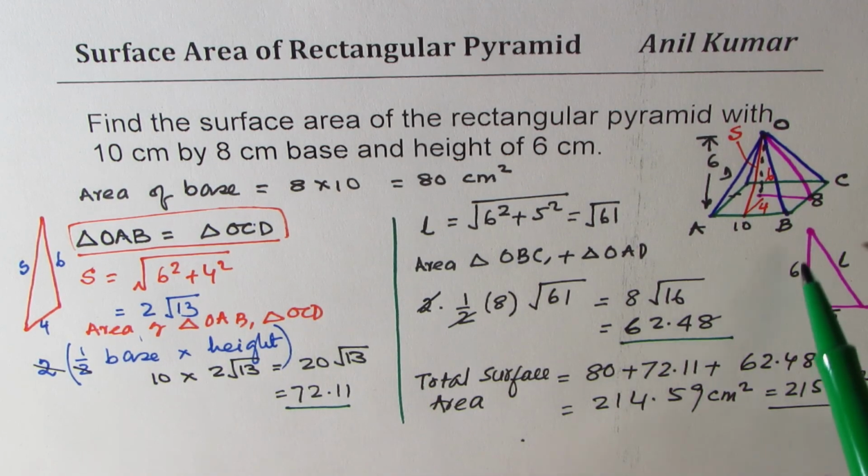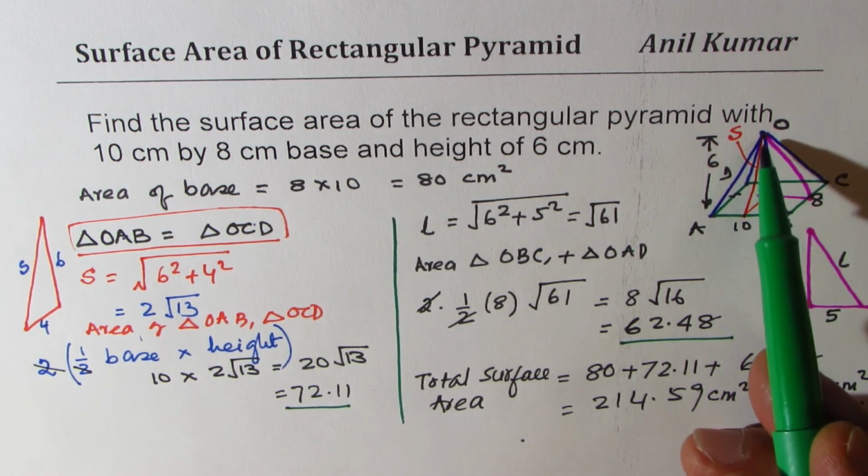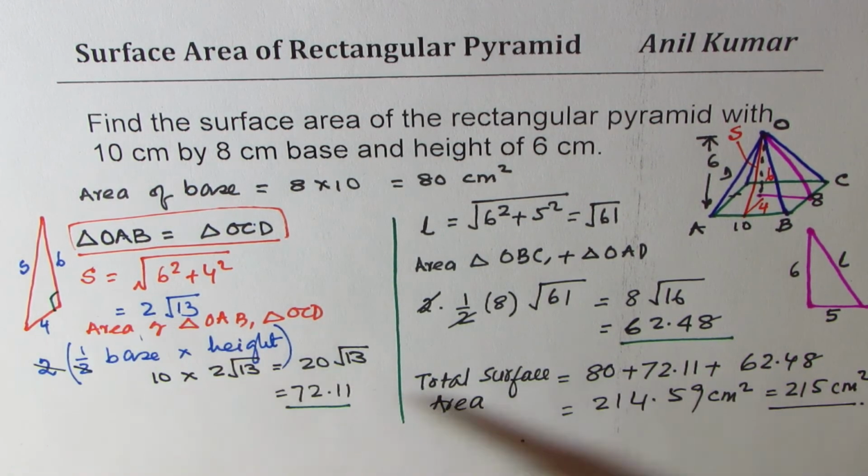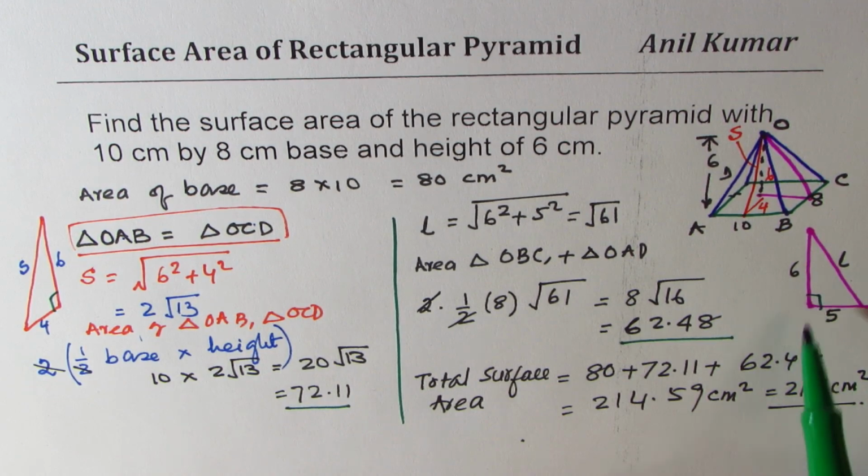And to find the area of each triangle, we have to find the slant height, where we use the Pythagorean theorem. Do you see that? So that is how it should be calculated. I hope the steps are absolutely clear.